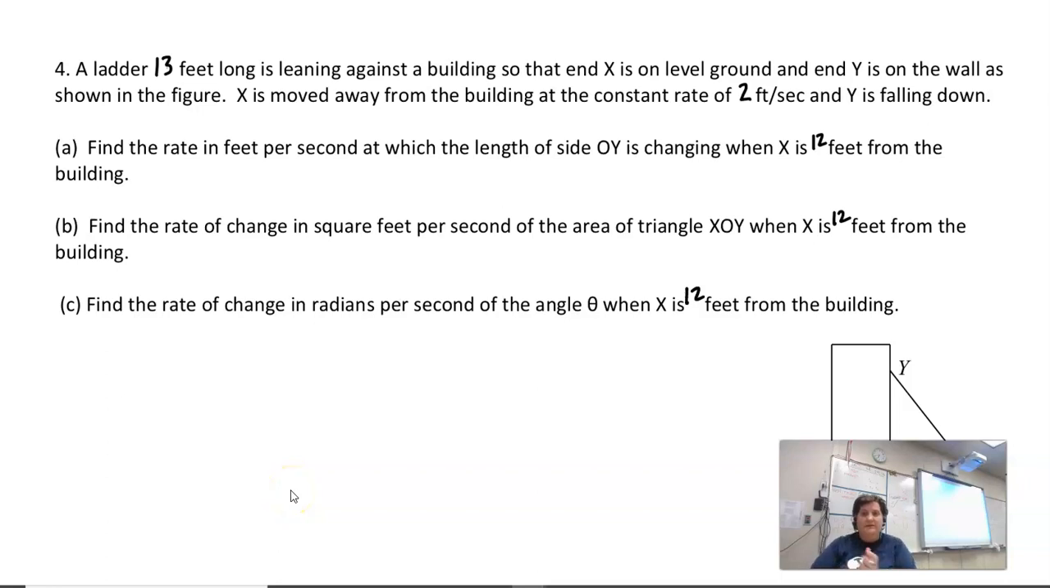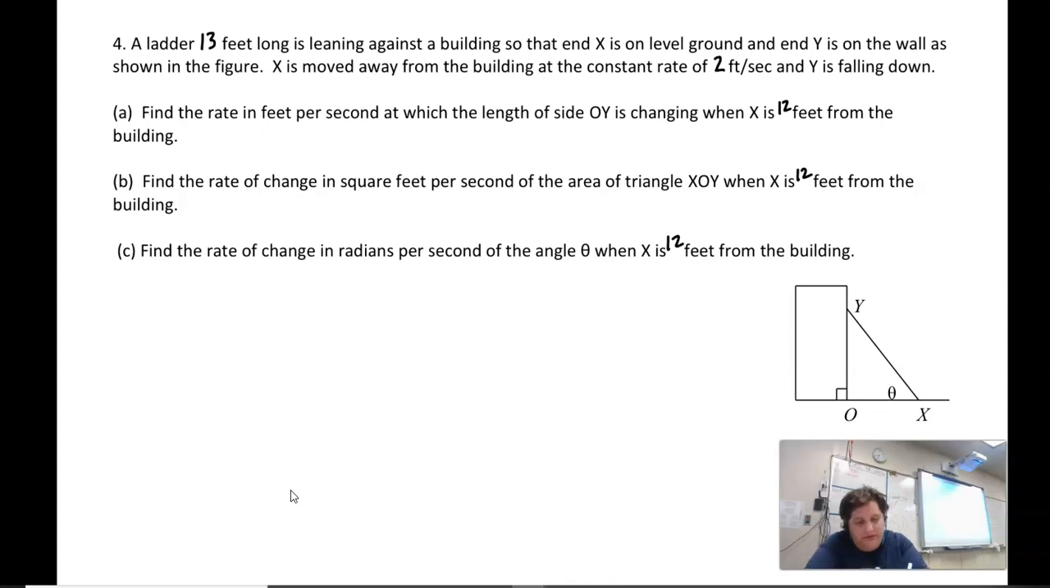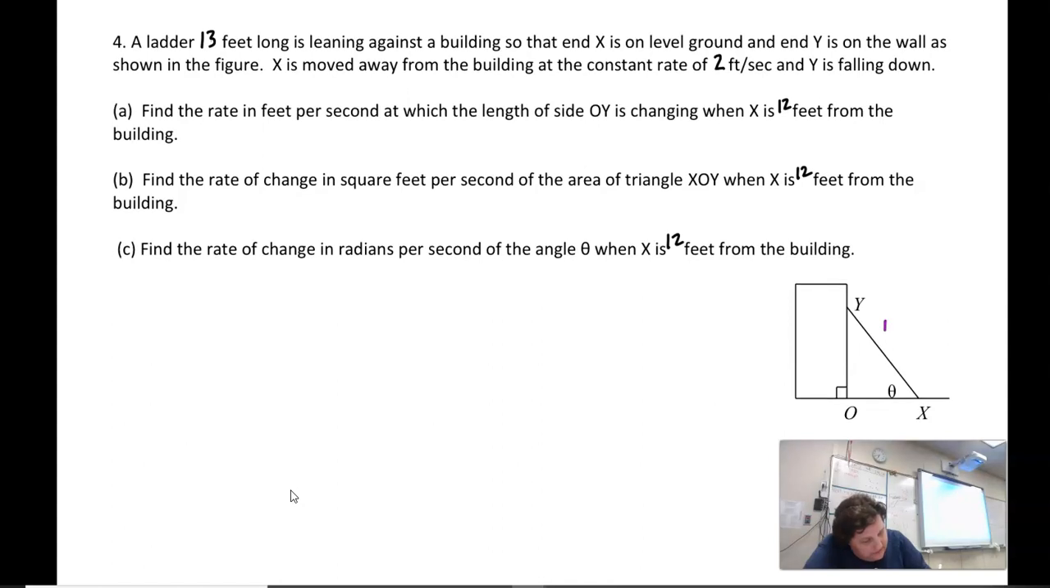All right, you guys. We got a ladder problem. Let's go. We love ladder problems. Okay. A ladder is leaning against the building. It's a 13-foot long ladder leaning against the building. So X is on level ground, Y is on the wall shown. X is moving away at a constant rate of 2 feet per second.